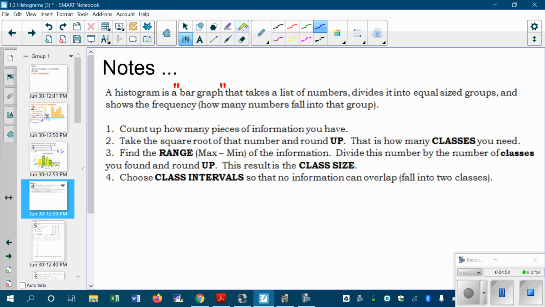Now, this set of rules is what we would call a rule of thumb. A rule of thumb is something that is generally true and sometimes useful. There are times when if you apply this set of rules, your histogram doesn't look that great. You still have to think, right? When you get to the end, ask, do I like how that looks? And if you don't, you adjust, okay?